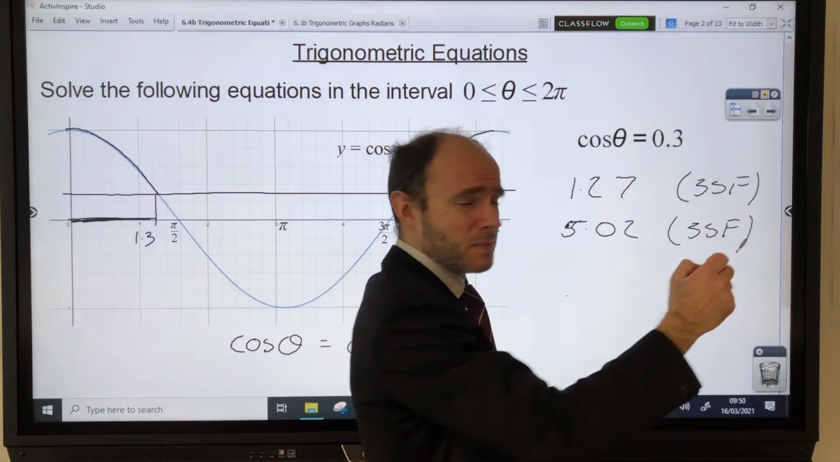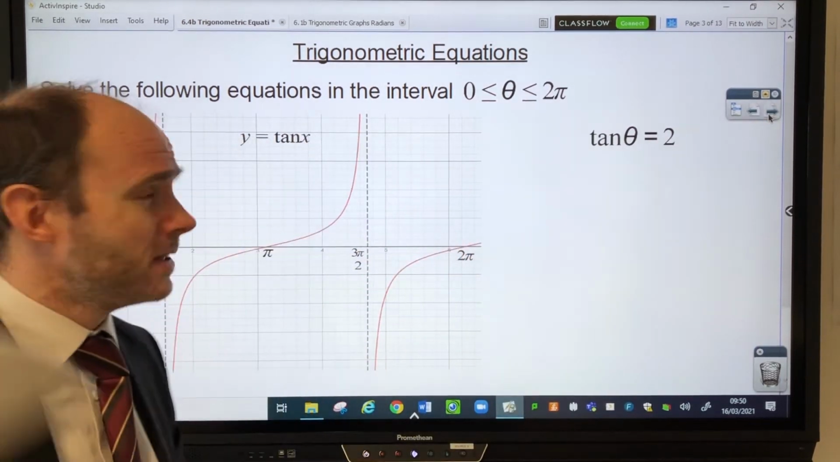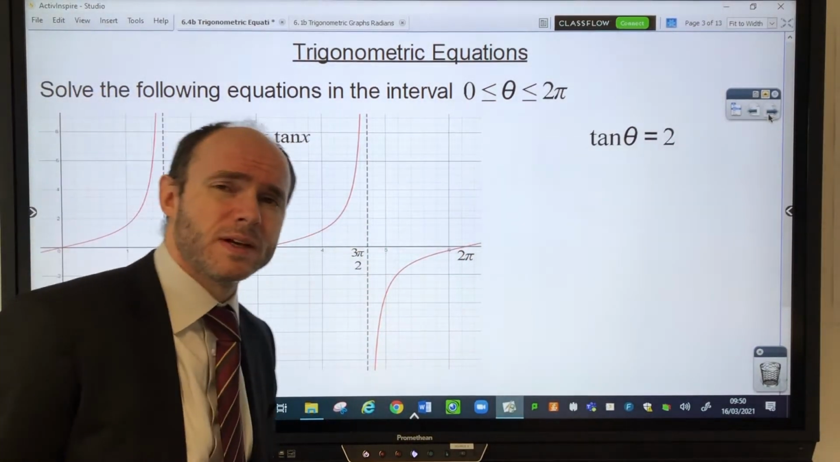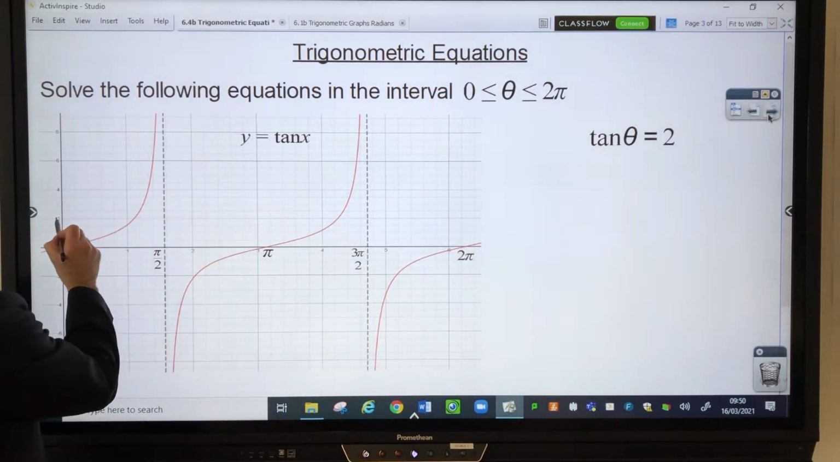So you can guess what this is going to be, can't you? Yes, one involving tan, the tangent. Okay, so we've got tan theta equals 2. And here's the wonderful tan graph. So first of all, I'm just going to draw in the line y equals 2.